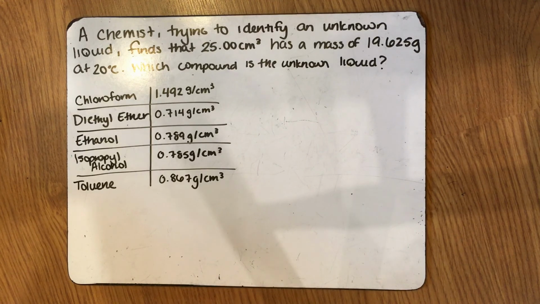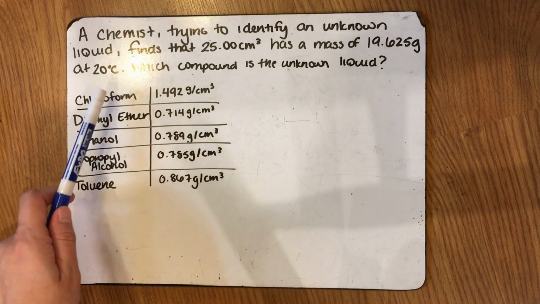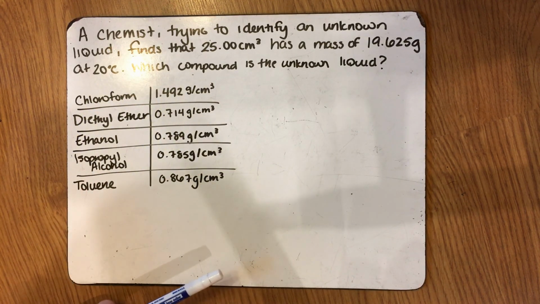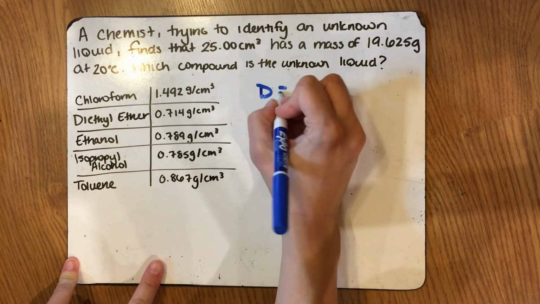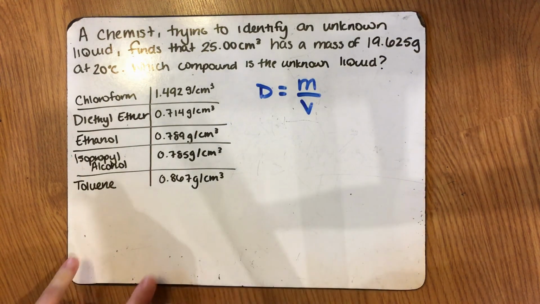A chemist trying to identify an unknown liquid finds that 25.00 centimeters cubed has a mass of 19.625 grams at 20 degrees Celsius. Which compound is the unknown liquid? So we're given a chart here of several different liquids that ours could be, and they are given to us in their densities. So what we can do is use the density equation to find out which of these compounds our unknown is. So remember, density equals mass over volume.